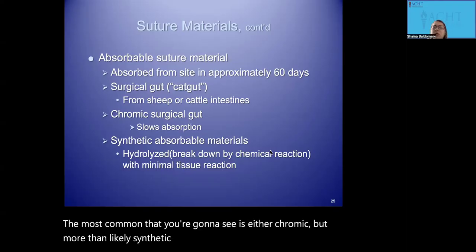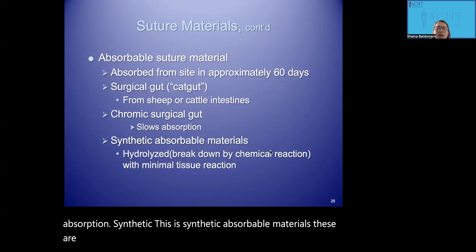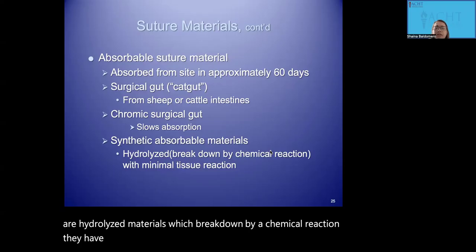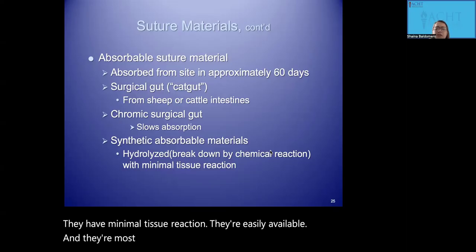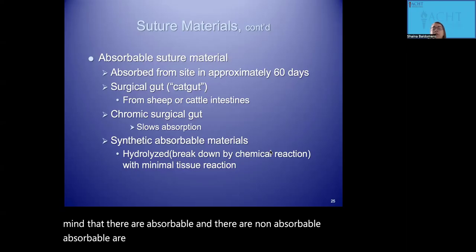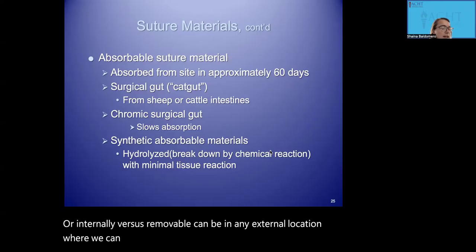Chromic surgical gut slows the absorption. Synthetic, this is synthetic absorbable materials. These are hydrolyzed materials which break down by a chemical reaction. They have minimal tissue reaction. They're easily available, and they're most cost effective on the market. So just keep that in mind, that there are absorbable and there are non-absorbable. Absorbable are used in areas where it would be hard to remove or internally, versus removable can be in any external location where we can then remove it at a later date.